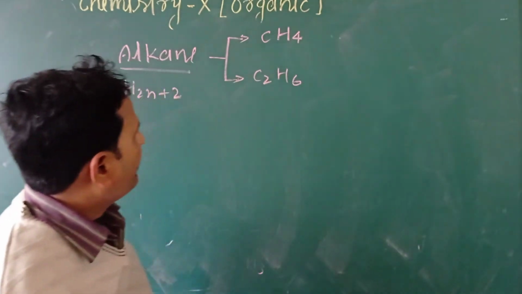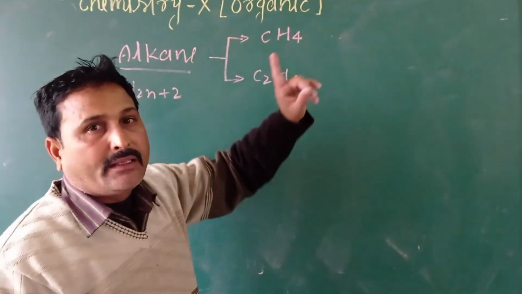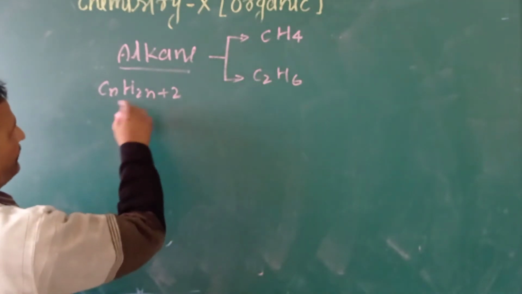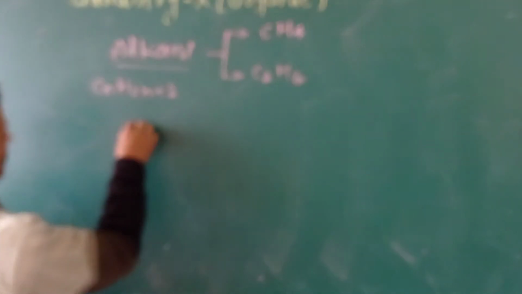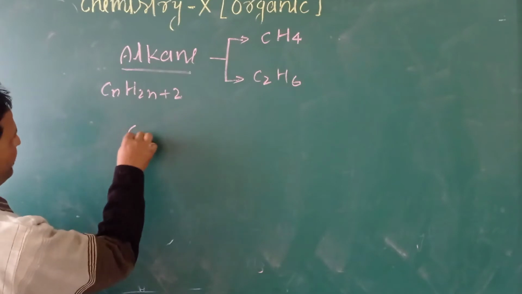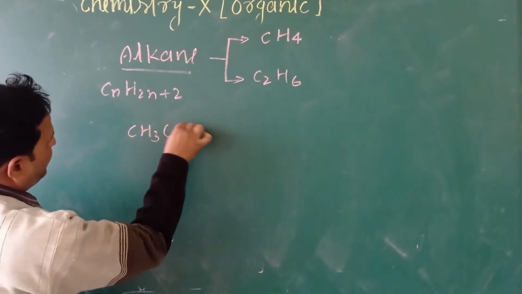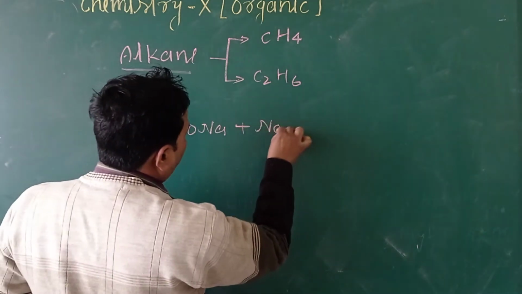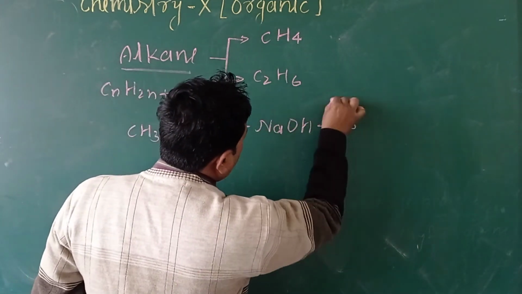Now the question is how do you prepare it in the laboratory? See, methane: sodium acetate reacts with soda lime in the presence of quicklime.